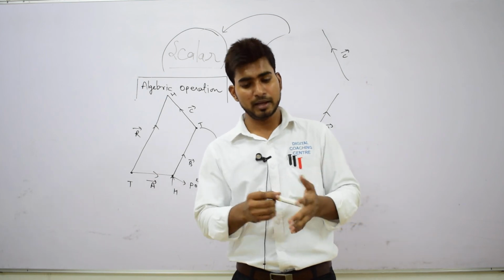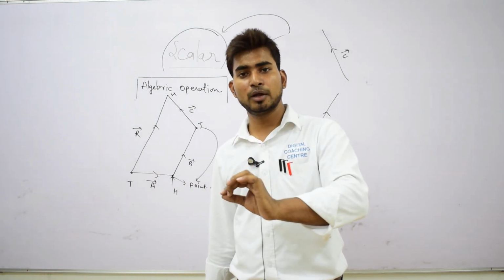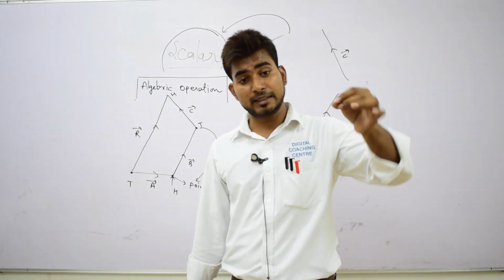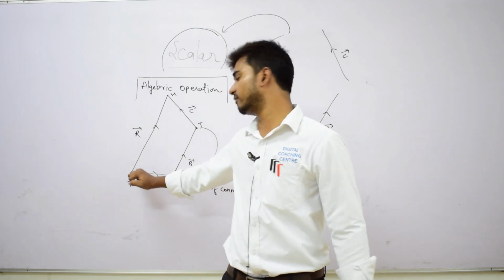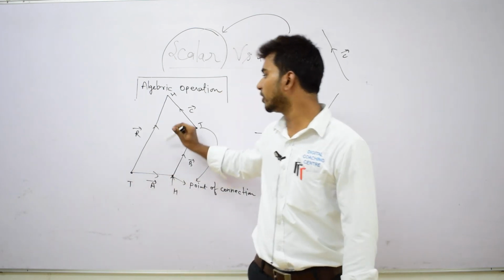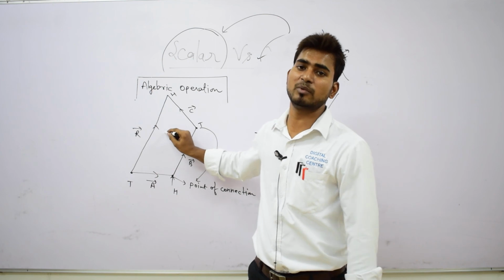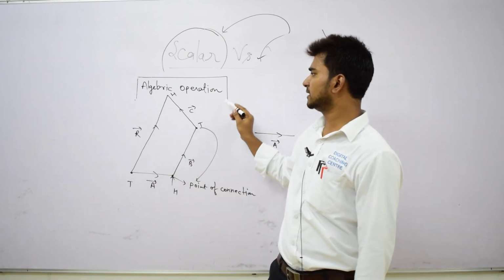Simply, for the addition of vectors we use the head-to-tail operation, and for the resultant we have to add the head of the resultant to the head of one vector and the tail of the resultant to the tail of another vector. This is always very important. If you make mistakes, then definitely the answer will be wrong. Okay. So like this we have to add.